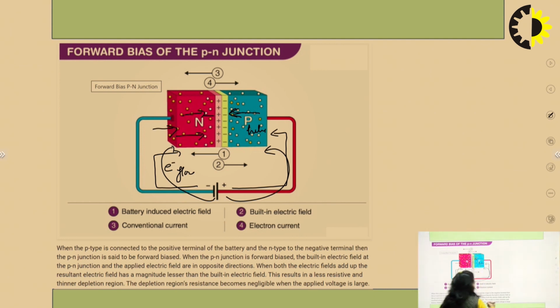As you increase the battery voltage, the depletion region becomes more and more constricted, and at some point the depletion region will be gone and current starts flowing in this direction. So this is what we call forward biasing of a PN junction.